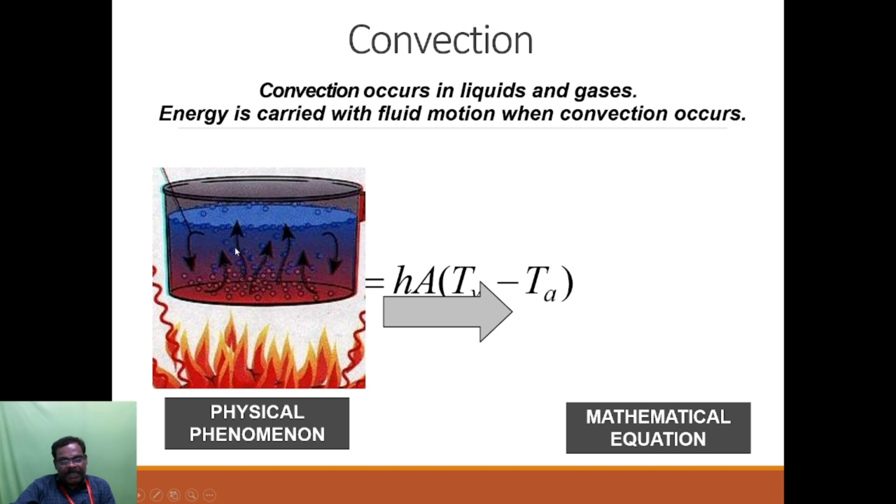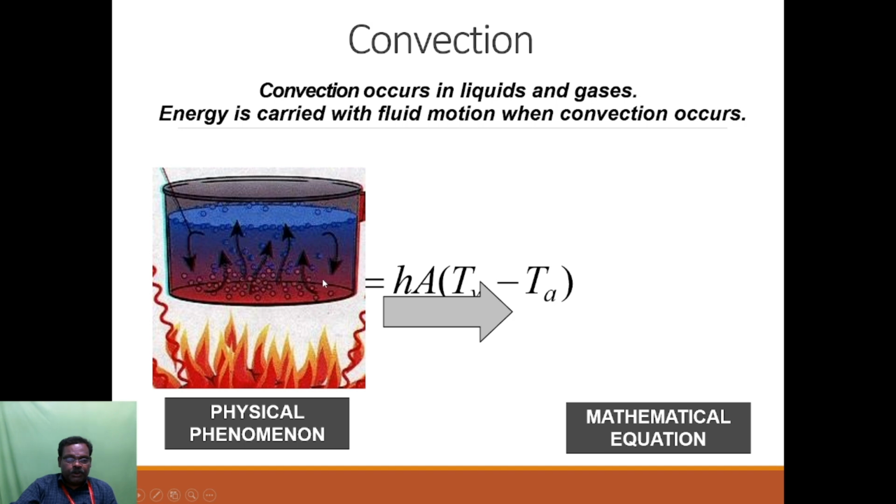So after some time, what happens? You are feeling that the water is getting heated. So you can get some heat. You feel the water is getting heated. How is this water heated? The heat is transferred from this place to this place by means of convection. That is heat transfer between the surface and the fluid moving over it, which is called convection.